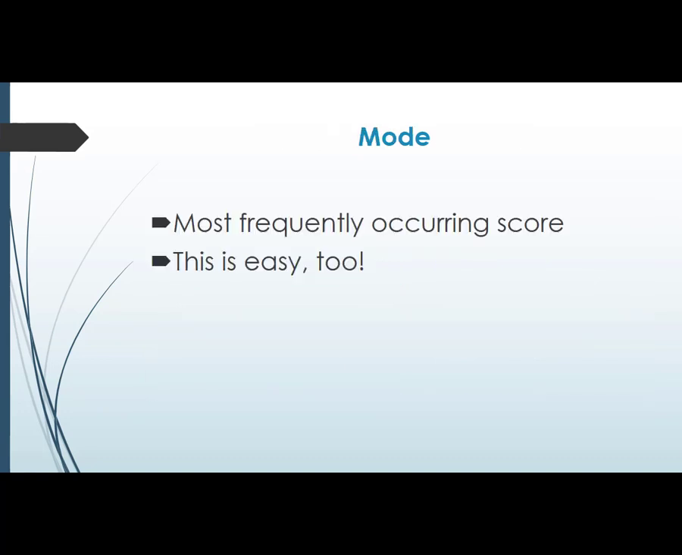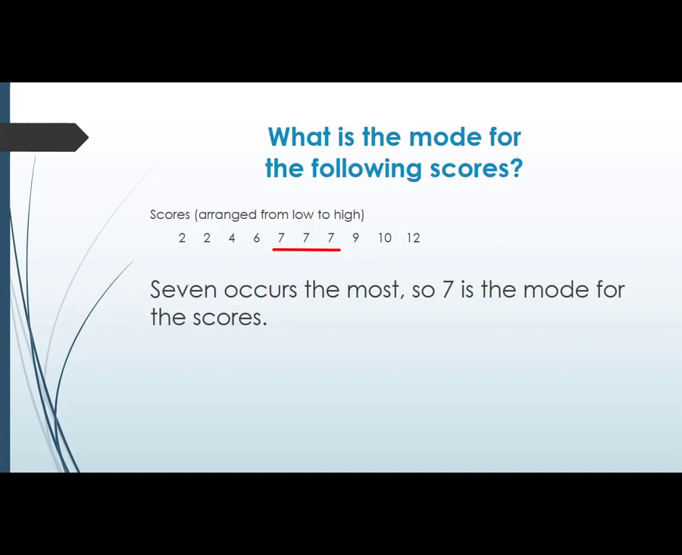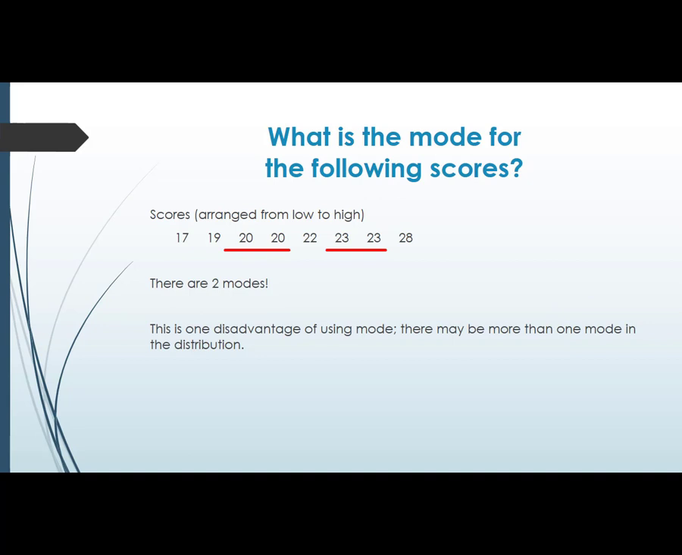Mode. Okay, so this is the most frequently occurring score. This should be easy. All of you should get all of your mode questions correct on your exam, on your homework, everything. Mode. Okay. What is the mode for the following scores? You arrange the scores low to high. Okay. 7 occurs the most. 7 occurs 3 times. 2 occurs twice, but 7 occurs 3 times. So 7 is the mode for the scores.